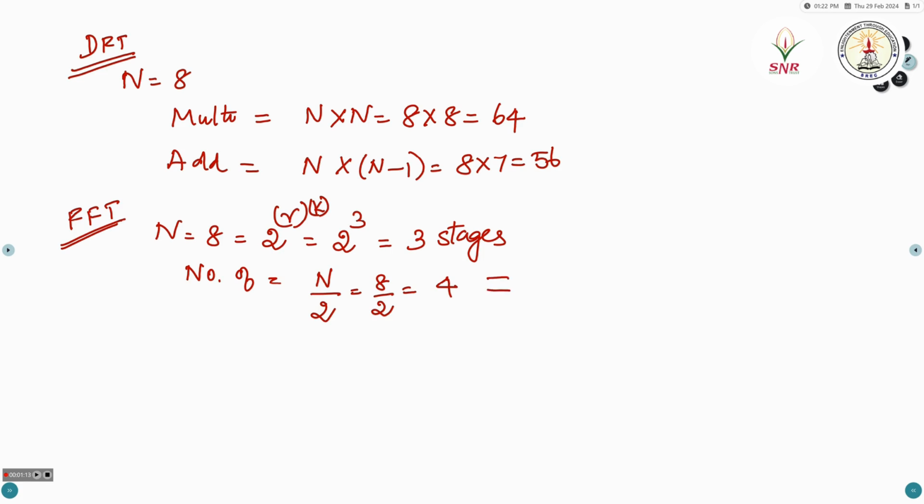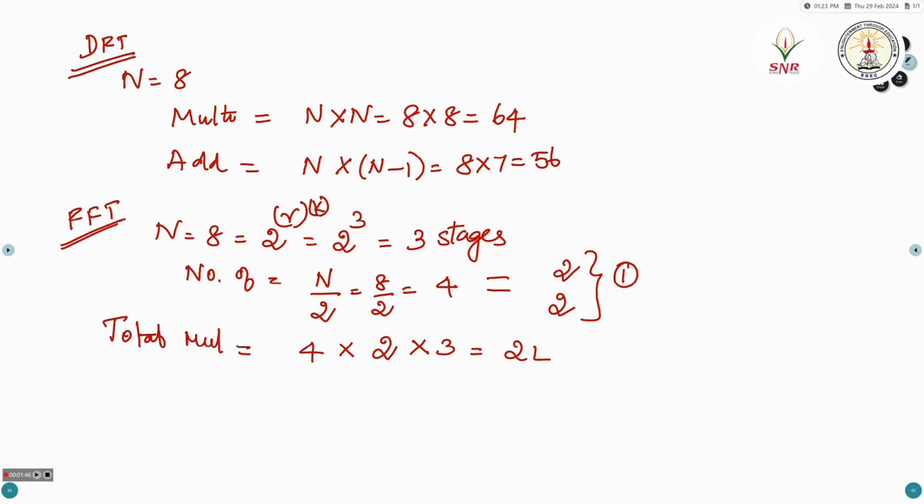So for one butterfly operation, the number of complex multiplications is equal to 2 and the number of complex additions is equal to 2. So the total multiplication is the number of butterfly operations 4, the number of multiplications 2, and stages 3, which is equal to 24.